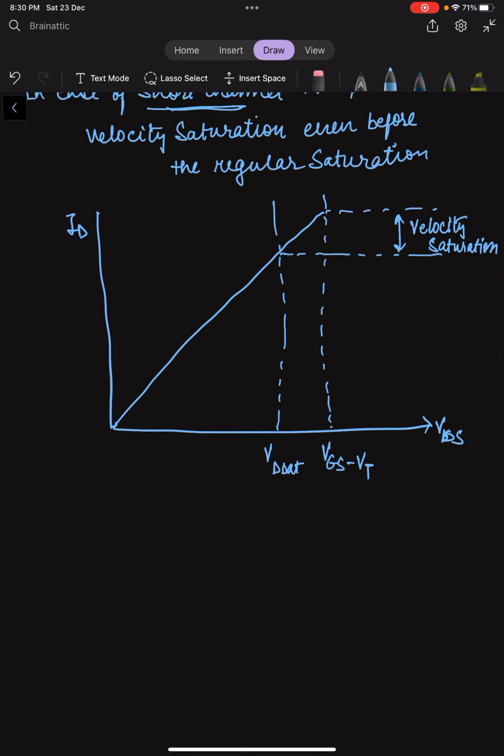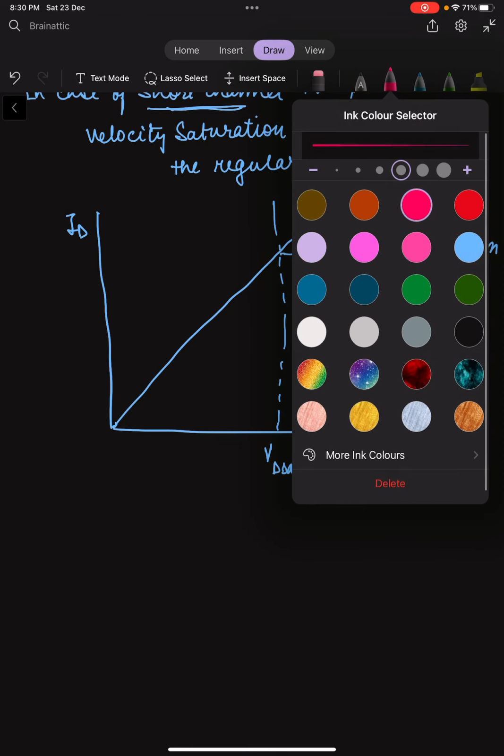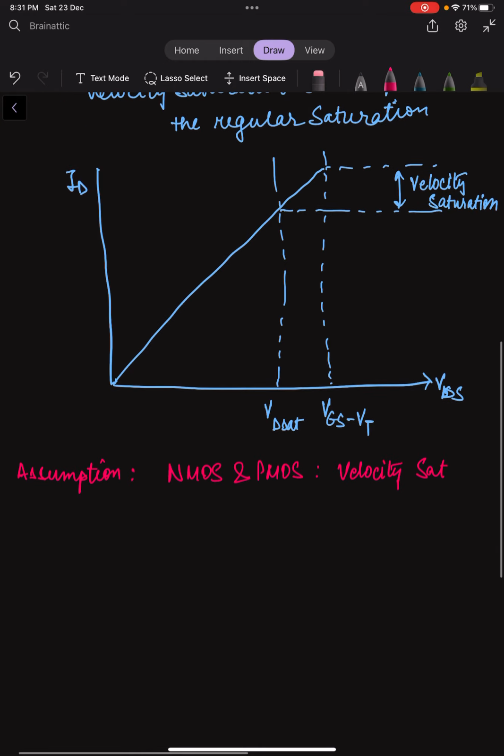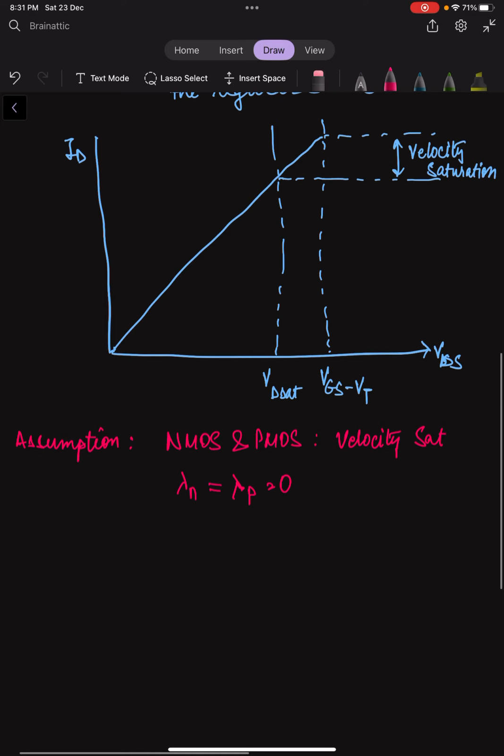Now, let us make some other assumptions. What is our first assumption? Our first assumption is that both NMOS and PMOS are in velocity saturation. We also assume that lambda n and lambda p are equal to 0.